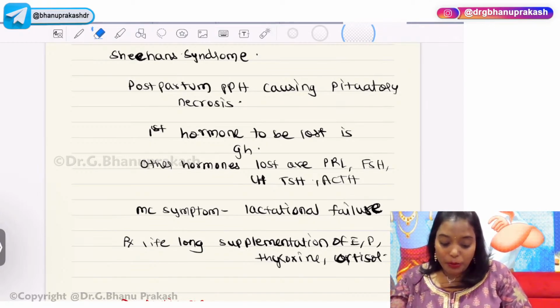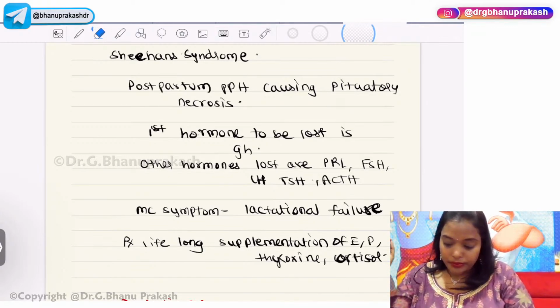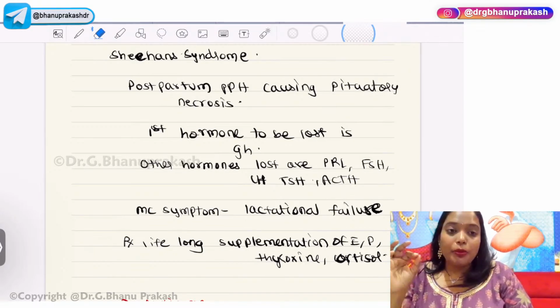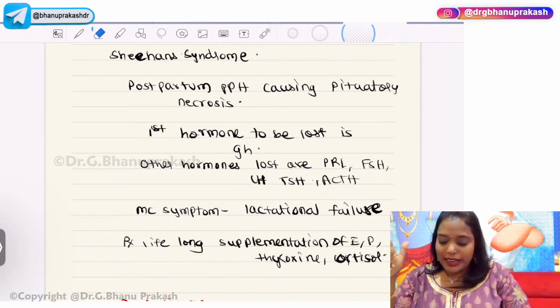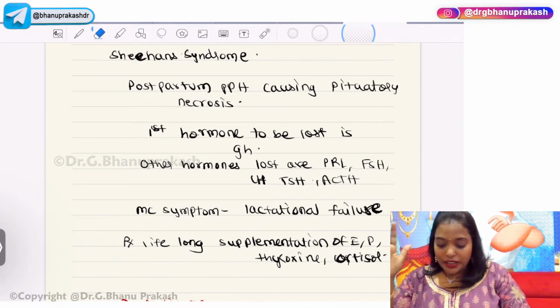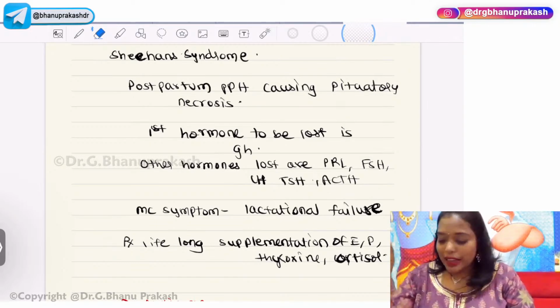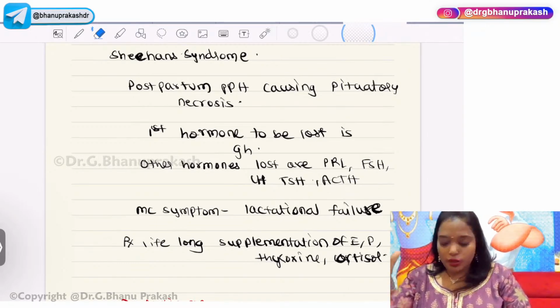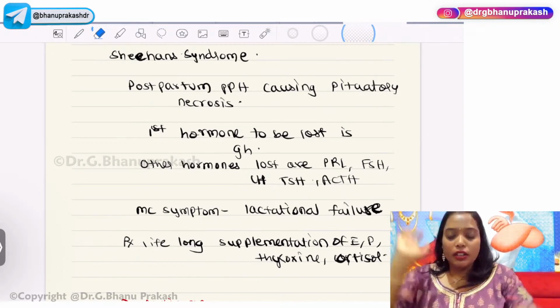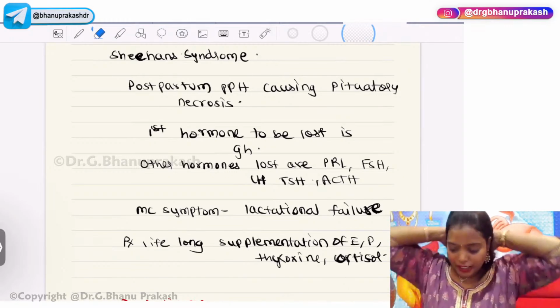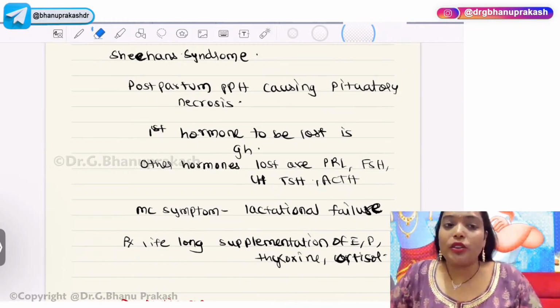What is the first hormone to be lost? First hormone to be lost is growth hormone, right? Other hormones which are lost are prolactin, FSH, LH, TSH, and ACTH. Most common symptom is lactational failure. Treatment is lifelong supplementation with estrogen, progesterone, thyroxine, and cortisol.